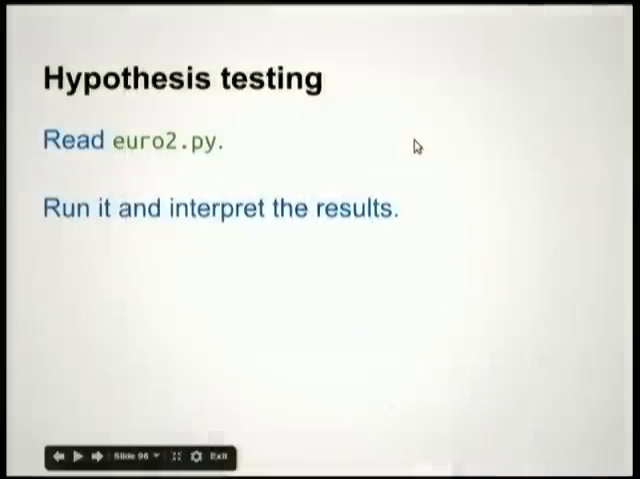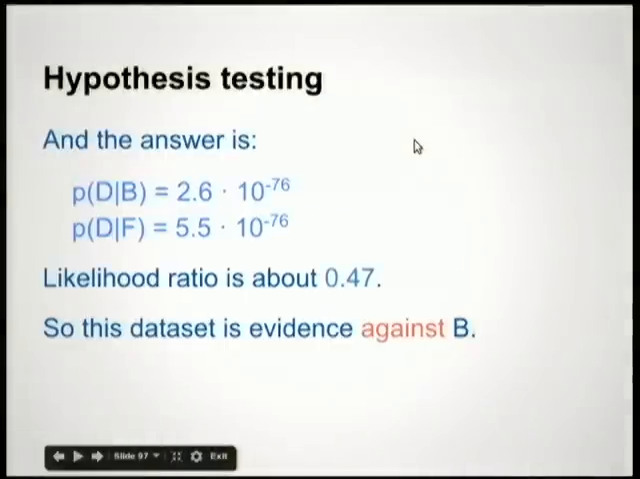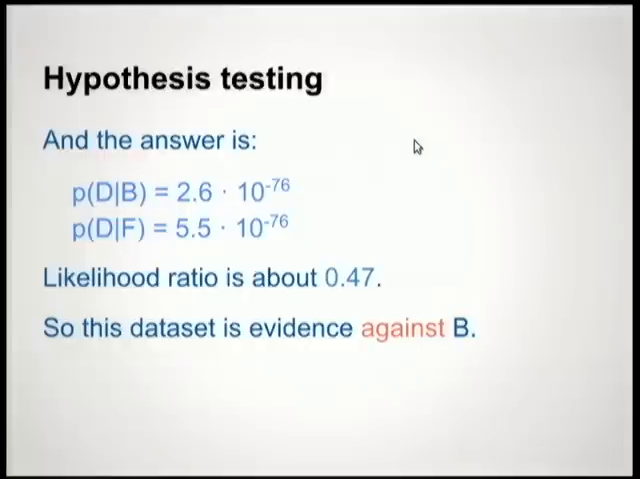Okay, we ran Euro 2, we thought about the results. We got a likelihood ratio of about a half, and that means that this data set is evidence against B, which is a little bit counterintuitive. Again, that's exactly why David MacKay chose this problem, because if you look at the p-value, it says, well, these data are unlikely if the coin is fair. To which the Bayesian response is, well, yes, but they're also unlikely if the coin is biased. The issue is not whether the data are unlikely. The issue is the ratio.